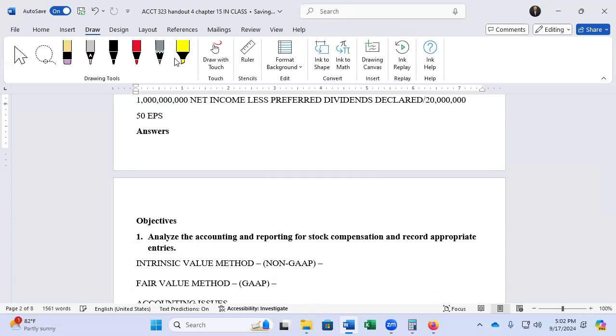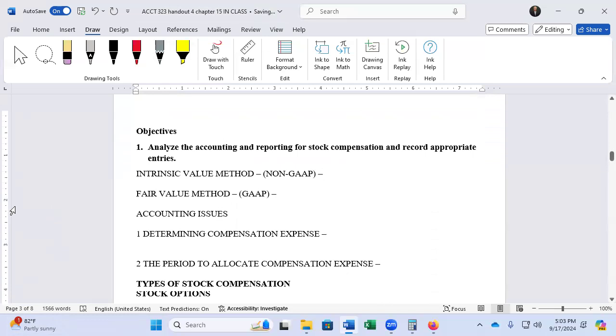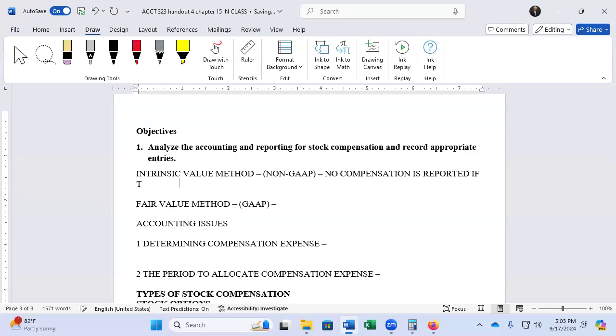So answers: A, B, D, C, D. When something says non-GAAP, we should be aware of it, but we shouldn't use it in our financial reporting, right? So if they say what method is GAAP approved, it's the fair value method. The intrinsic method is non-GAAP. And this is no compensation is reported if the stock or stock options are awarded.